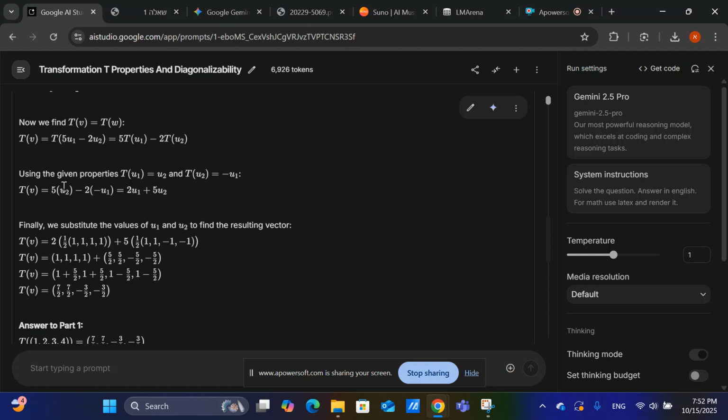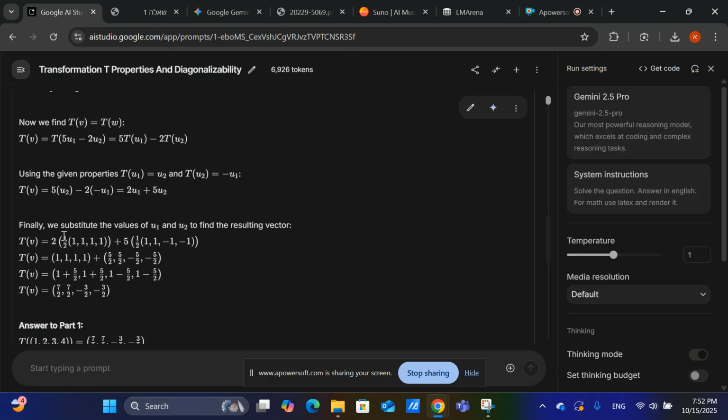So instead of T u1, we'll write here u2, T u1 equals u2. And instead of T u2, we'll write minus u1. Here it is, minus u1. So we've got, take this to the left side, this to the right side, and got 2 u1 plus 5 u2. This is TV. This is the value we want to calculate. This is T of (1, 2, 3, 4). This is the vector we want to calculate. Here it is. Let's just open it.